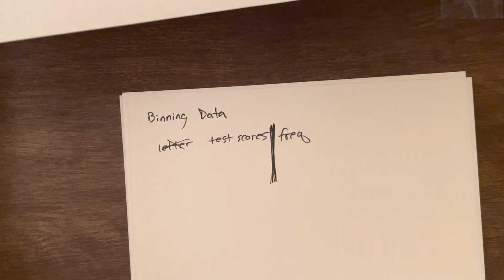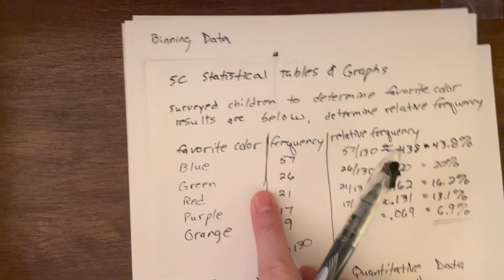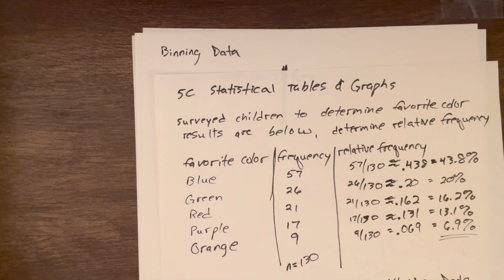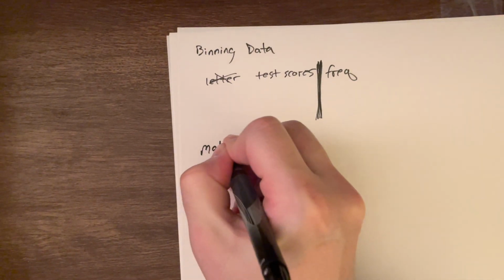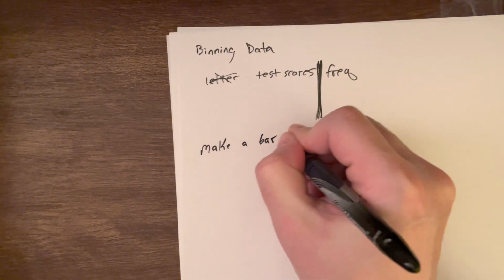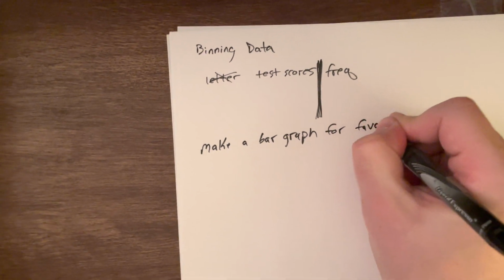But now I'd like us to make a bar graph for this data set. So let's make a bar graph for favorite color.